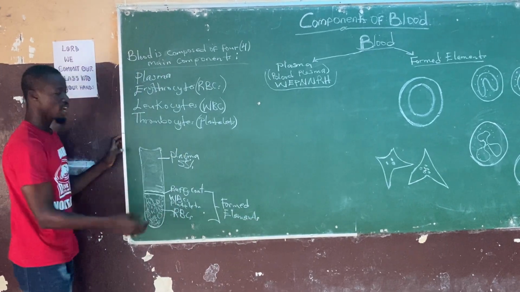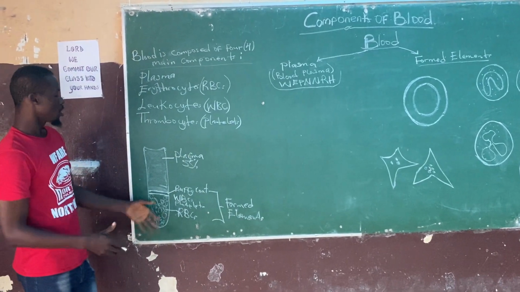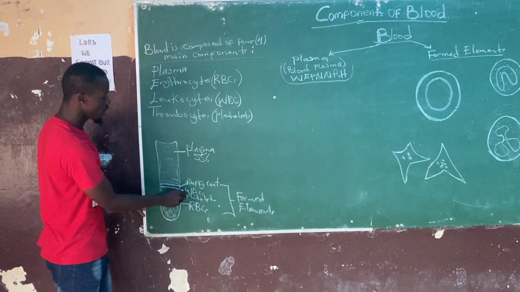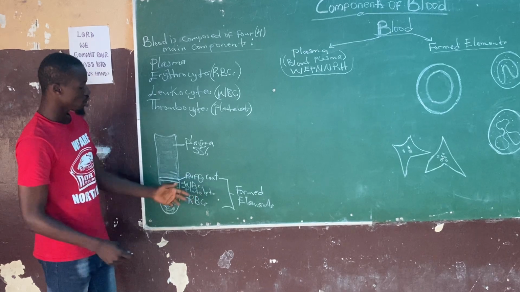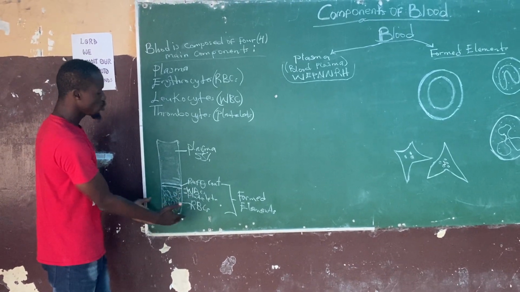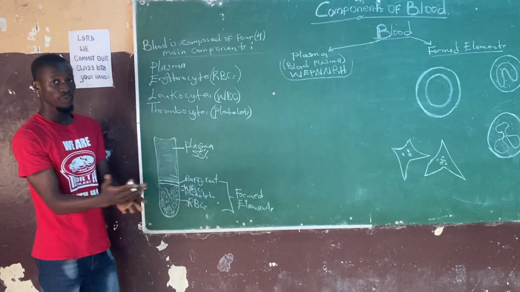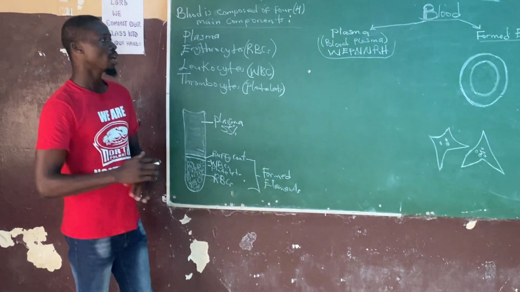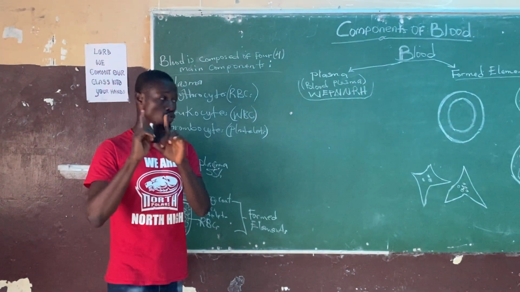Now these are the foam elements, right? The foam elements are in the buffy coat. We have two of the foam elements, that is the white blood cells and the platelets. And below the white blood cells, the buffy coat, we have the RBCs, which is also referred to as the erythrocytes. So now let's dive into them individually.